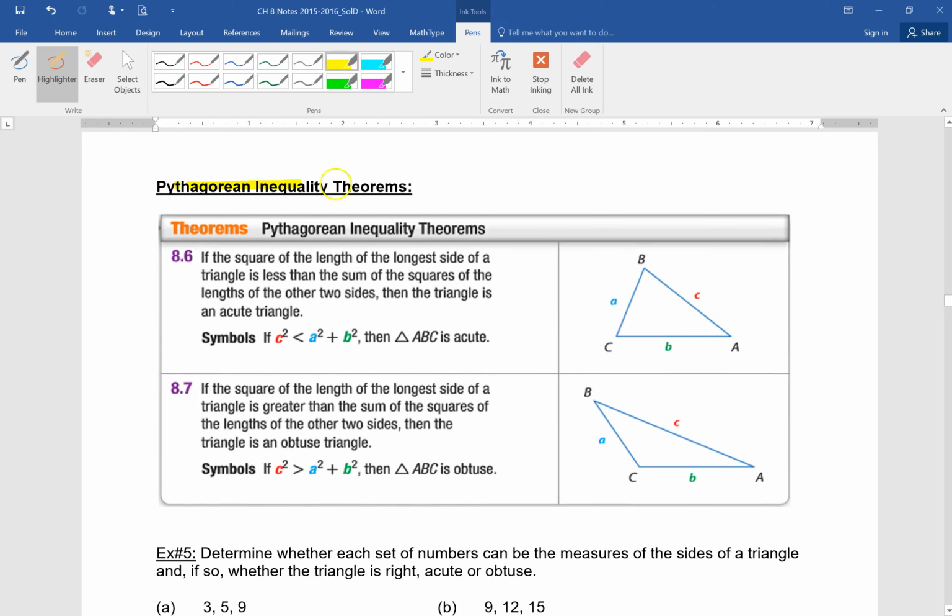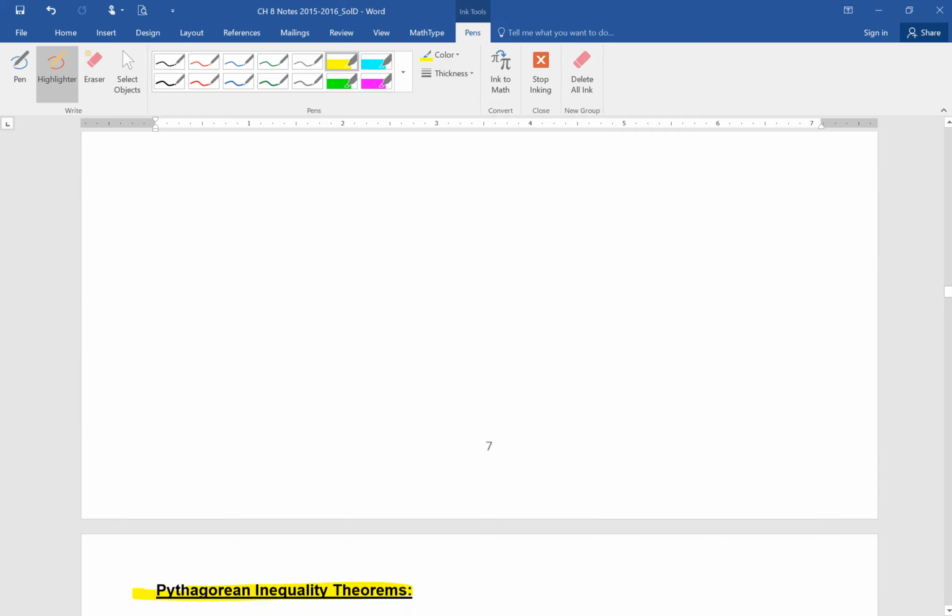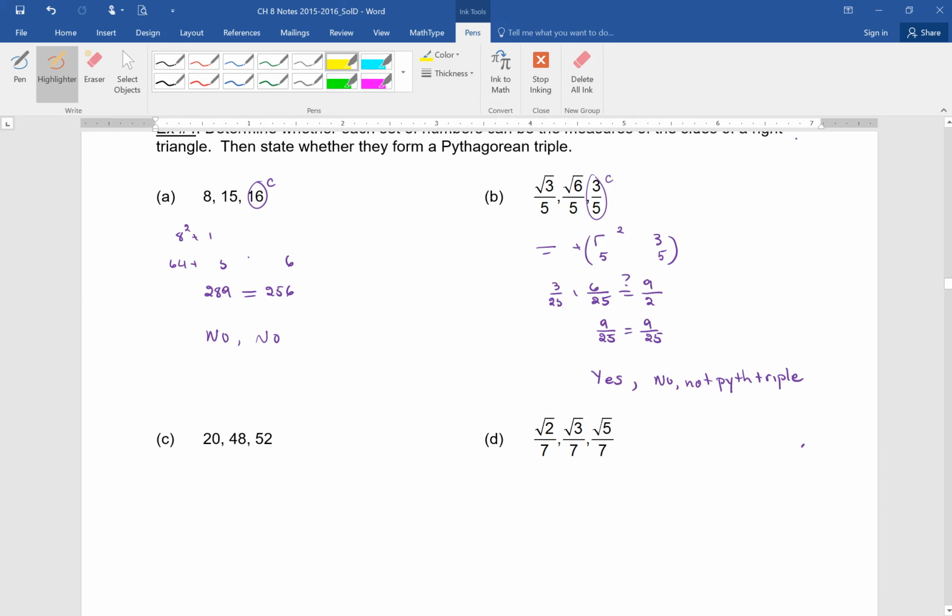Pythagorean inequality theorems. All right, so sometimes when you do a squared plus b squared, it equals c squared, but sometimes it doesn't equal c squared. So for example, in this case, c squared was not the same as a squared plus b squared. But now look at c squared. Was it greater than a squared plus b squared or less than? It was less than. It turns out that when c squared is less than a squared plus b squared, we know something more. Not only is it not a right triangle, it's actually an acute triangle.